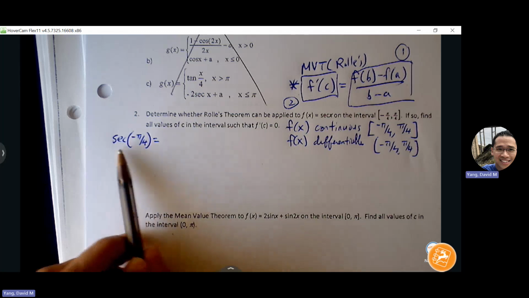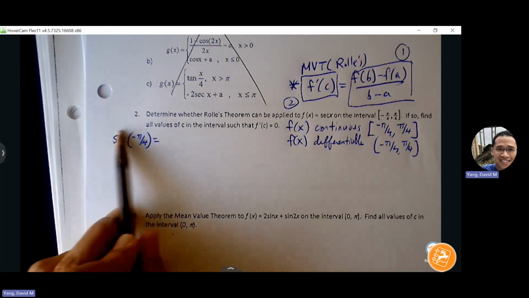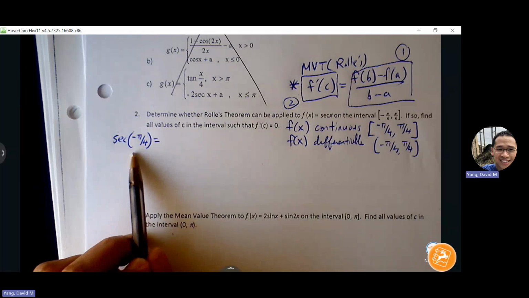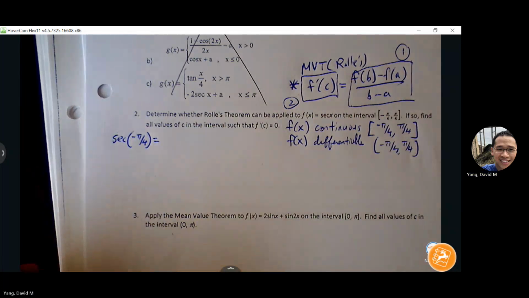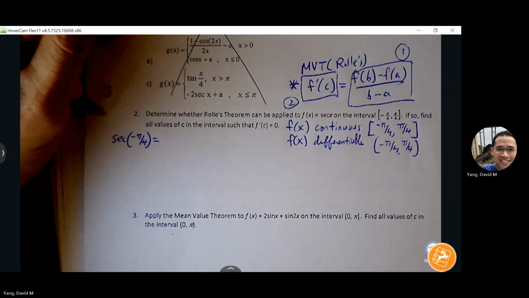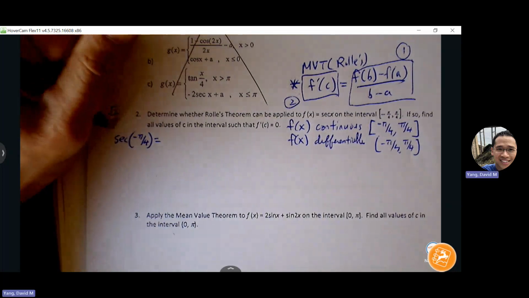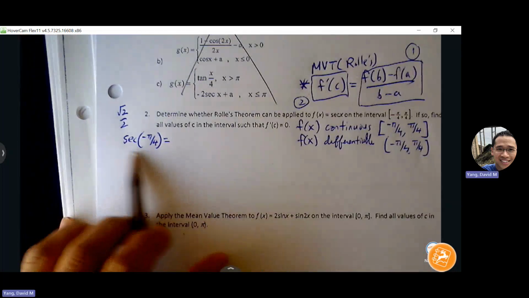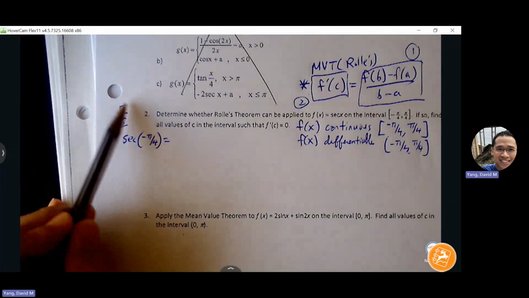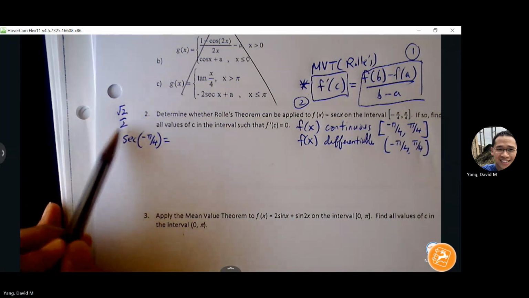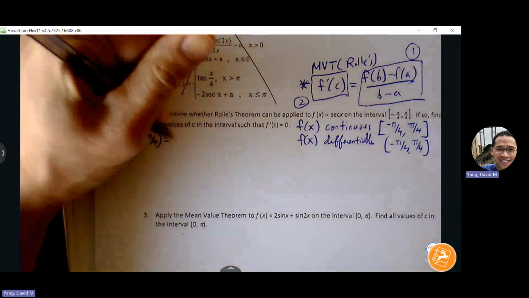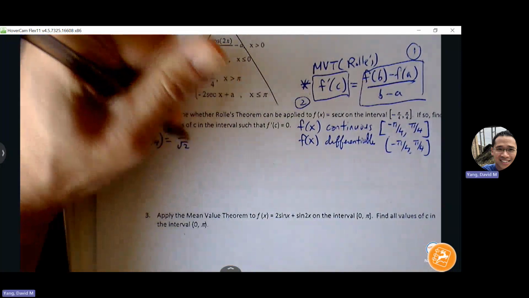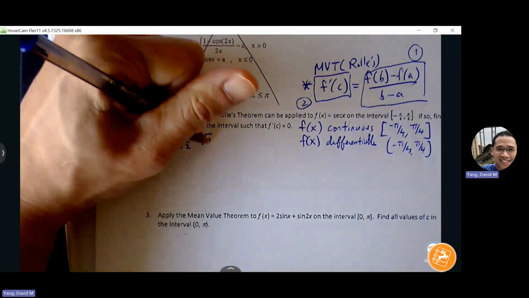If you're not familiar with secant of 7 pi over 4, it's okay. Let's think about cosine of 7 pi over 4. What's cosine of 7 pi over 4? Root 2 over 2. That's cosine. If cosine is root 2 over 2, then what's secant going to be? 2 over root 2, which you can leave like that, or it's the same thing as root 2.